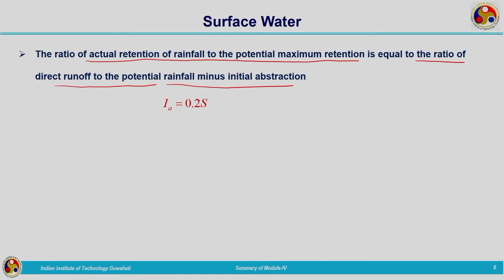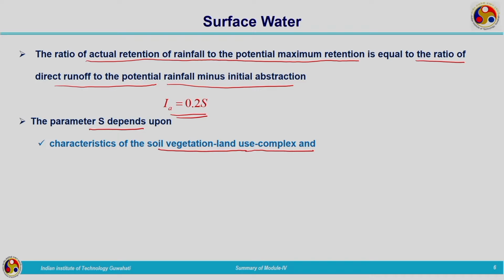Here, the initial abstraction was found to be 0.2 times the potential retention. That is, potential retention is the maximum water which can be retained within the catchment. From the experimental study conducted in small watersheds, it is found that the initial abstraction can be assumed as 0.2 times the potential retention. The parameter S depends on the characteristics of the soil, vegetation and land use complex.